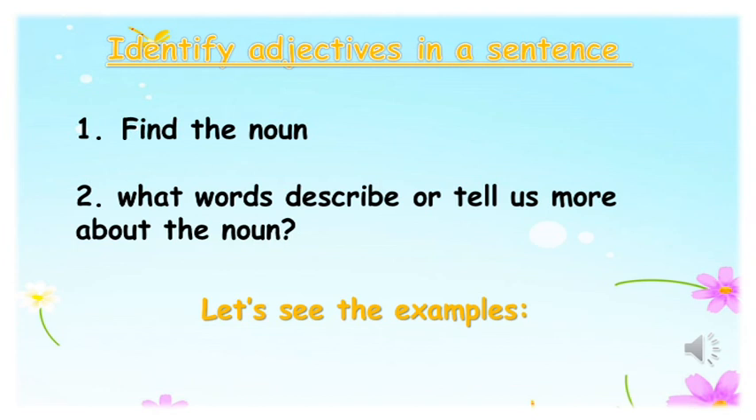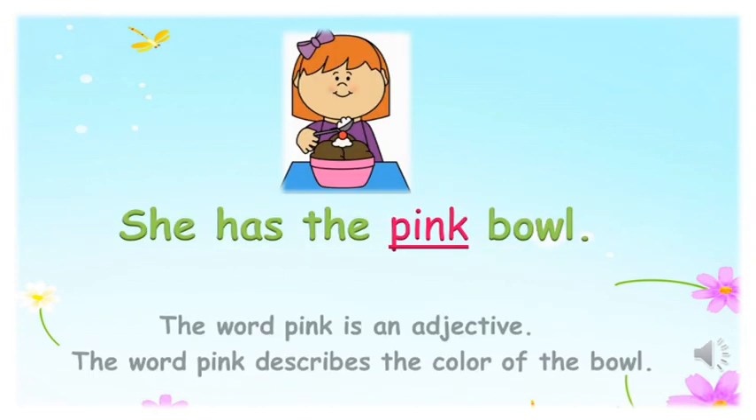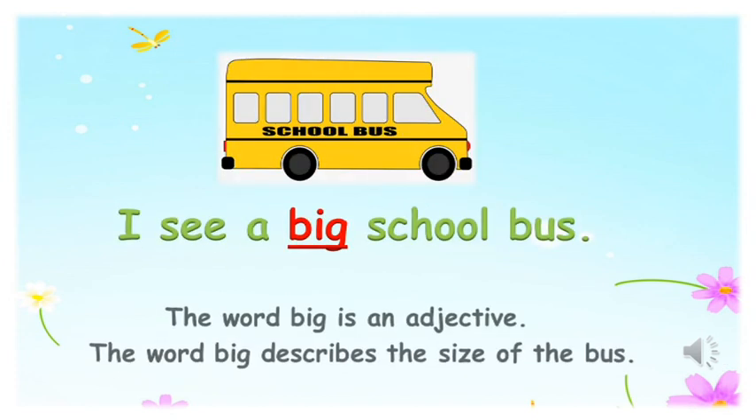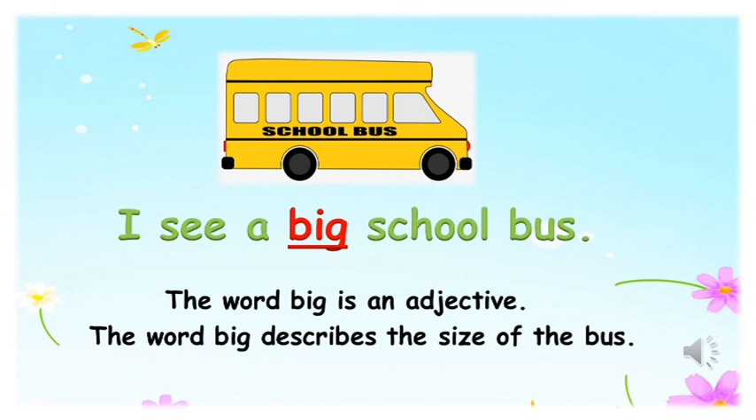Let's see the examples. She has the pink bow. The word pink is an adjective. The word pink describes the color of the bow. I see a big school bus. The word big is an adjective. The word big describes the size of the bus.